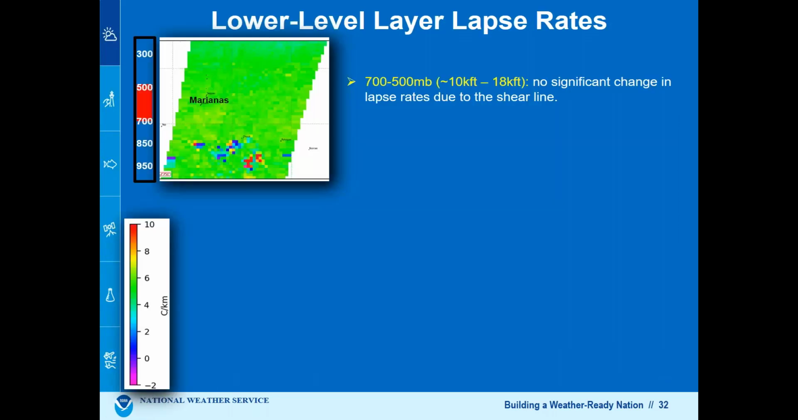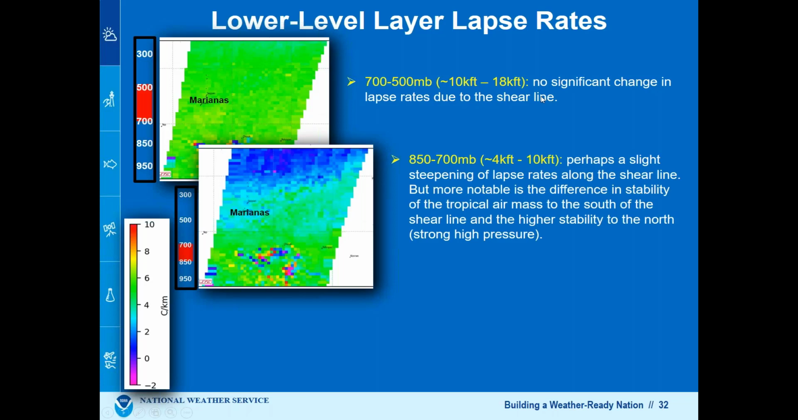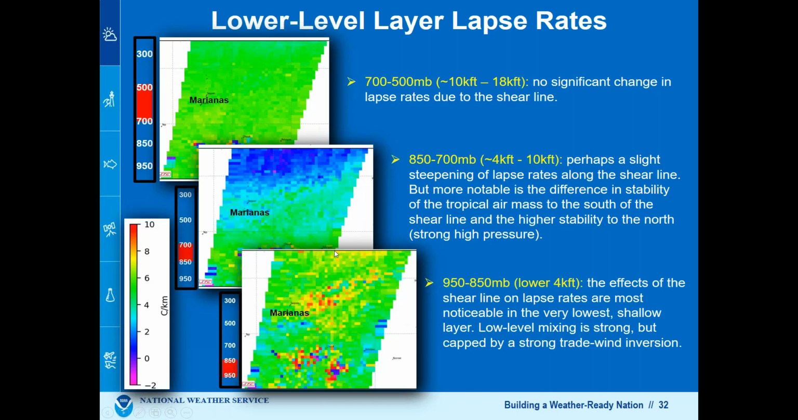So let's look at the lapse rates, 700 to 500 millibars, roughly 10 to 18,000 feet. There's not much change in the lapse rates, but as we start getting lower in the atmosphere, 850 to 700 millibars, we start noticing the difference in stability. We have a high pressure ridge farther to the north of the Marianas, and then we start seeing that tropical instability, which is just ever present across Micronesia. But finally, in the low levels, below 4,000 feet or so, we definitely see the effects of the shear line and that increased mixing, that convective instability. Very shallow though.